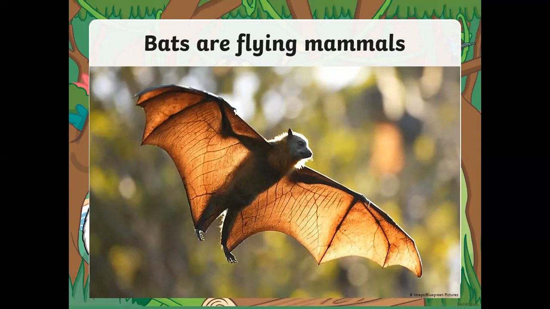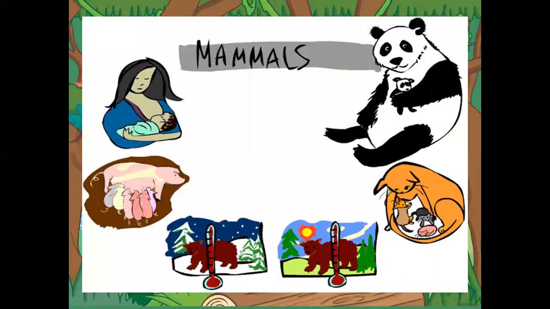Bats are flying mammals. Why are they flying mammals? Because they have lungs, breathe air, give birth, and feed their babies with milk. They have four limbs, but here they have two legs and wings because it can fly. What else? They live on the land, have hair that covers their skin, and are warm-blooded. Wow. So the bat is a mammal.